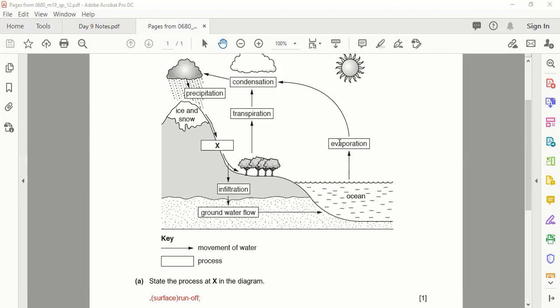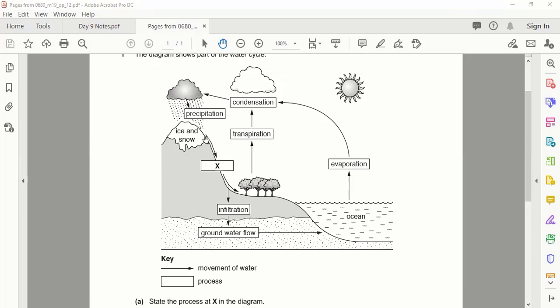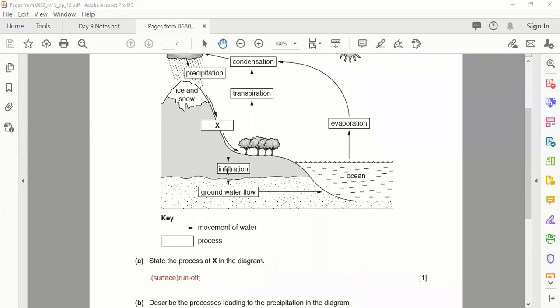First one, X. What does X mean? It means water is coming from top to bottom. Which process is this? When water is coming, it's running. Yes, runoff. Surface runoff. Understand? Okay. Yes.